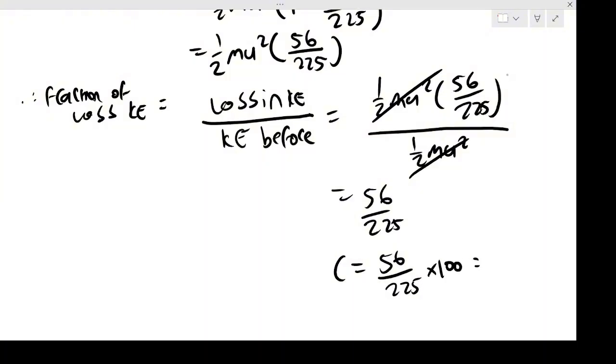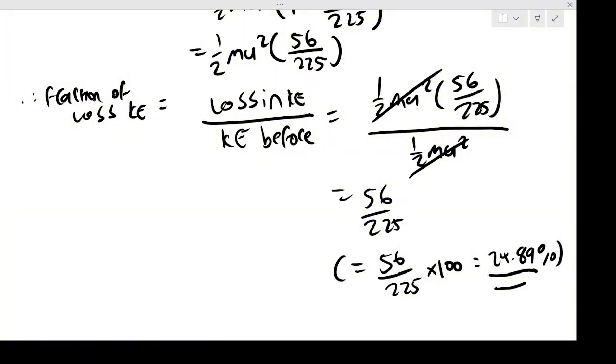So if I times this by 100, you should get 24.89%. So this is telling me how much kinetic energy I've lost as a percentage, right? So I lose roughly 25%. So the kinetic energy I have remaining is 75% thereabouts, right? So it's not the worst collision in the world. I still maintain most of my energy, right?